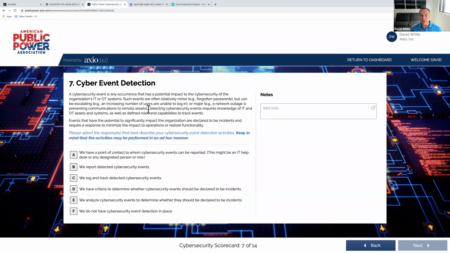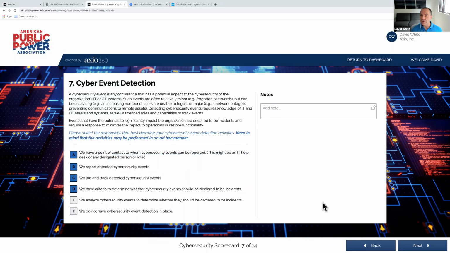Question 7 is about the ability to detect an event. Now, event is something that happens that could have an impact to the cybersecurity of the organization's IT or OT systems. And so to find cybersecurity incidents, sort of things that need a response, we need a bigger funnel. And so we look for events, and then we scan those events to understand what may require additional attention. The basics here are to have some central point of contact that people can notify of events, report those events, log them and track them, have some criteria to understand whether an event should be declared to be an incident.